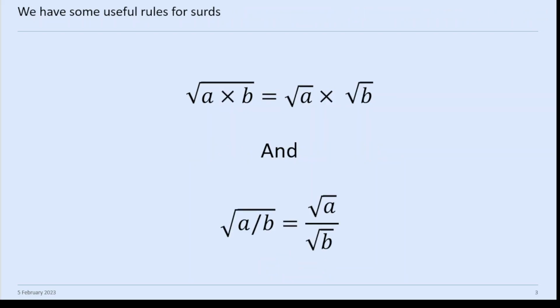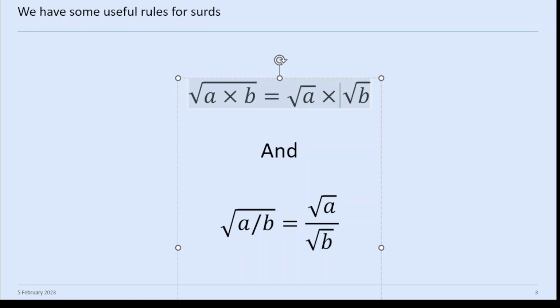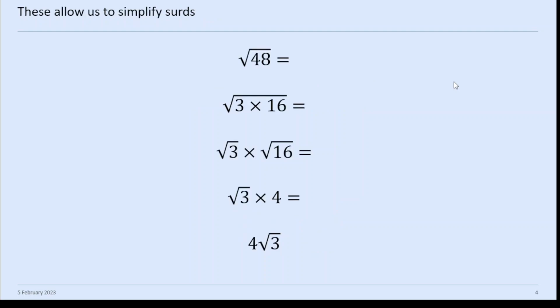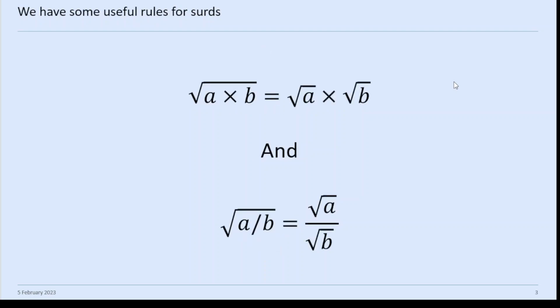We've got some useful rules here. So the square root of a times b equals the square root of a times the square root of b. And the square root of a divided by b equals the square root of a divided by the square root of b. Look, I just fixed the graphics there. There was an extra space in between times and root b, and it was bothering me.